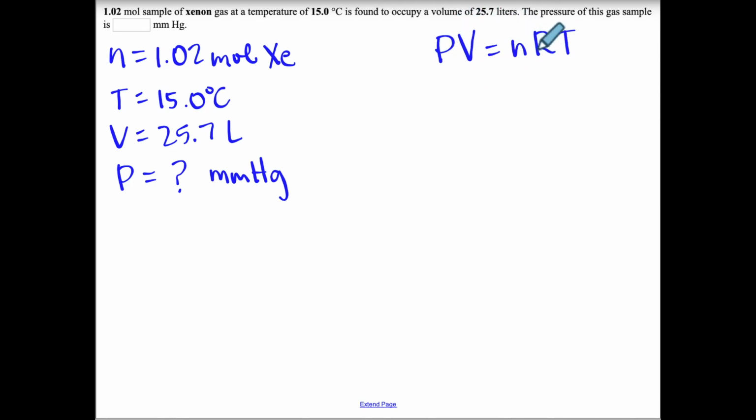For the ideal gas law, we have to specifically check the units. So the pressure cannot be in millimeters of mercury when we put it into the ideal gas law. We have to pick either kilopascals or atmospheres. And then we have to choose our R based on which one of these we pick. So let's pick kilopascals this time. The R for kilopascals is 8.31, and we're going to plug that in for R.